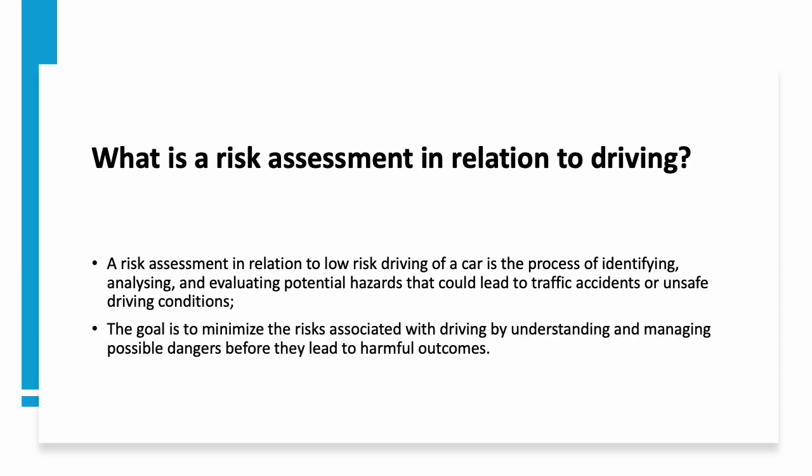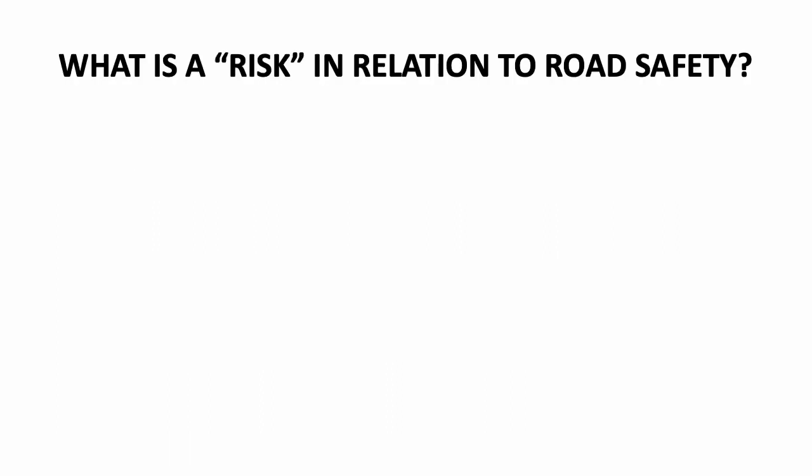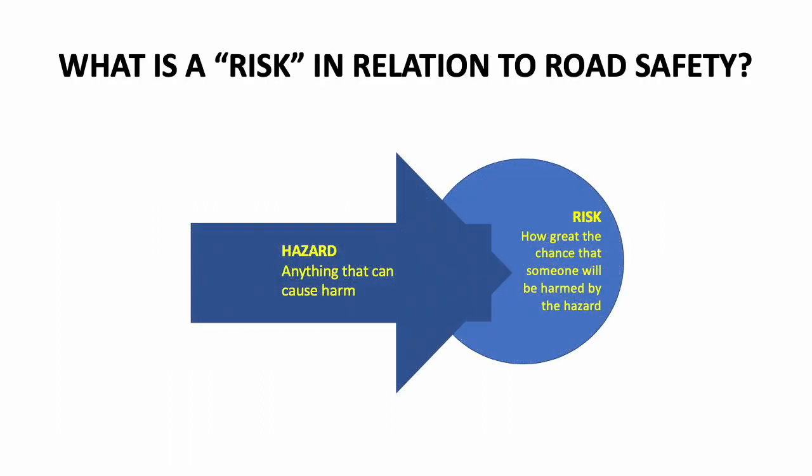The goal is to minimise the risks associated with driving by understanding and managing possible dangers before they lead to harmful outcomes. What is a risk in relation to road safety? A hazard is anything that can cause harm, whereas a risk is how great the chance that someone will be harmed by the hazard.